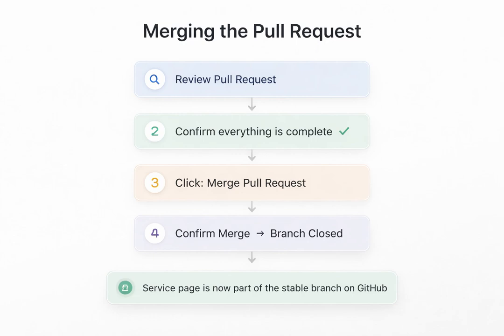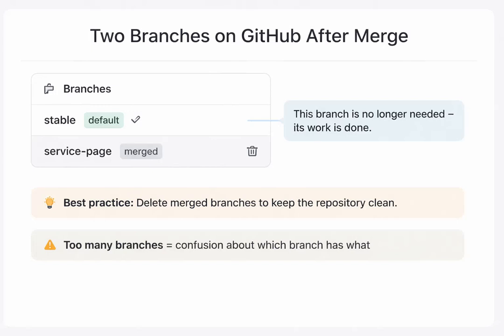The work is done. If you now go and look at GitHub, you'll see the service page is there in the stable version of the project. After the merge, if you look at the repository on GitHub, you'll see two branches listed, stable and service page. But here's the thing, the service page branch has done its job. It's been merged. Keeping it around just adds clutter.